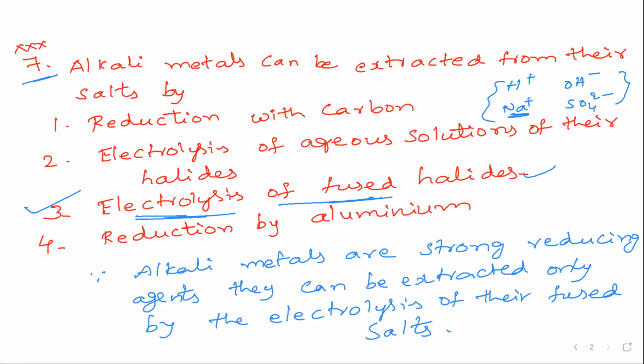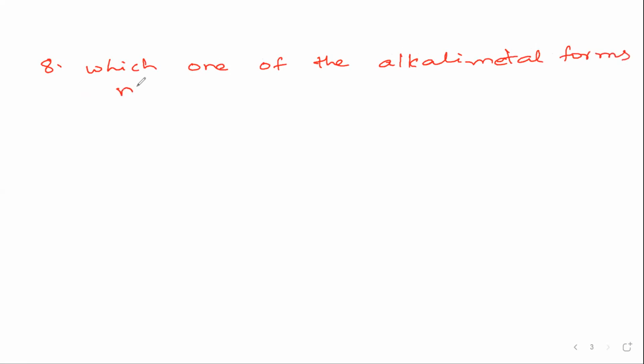Question number 8. Which one of the alkali metals forms only the normal oxide, of type M2O?